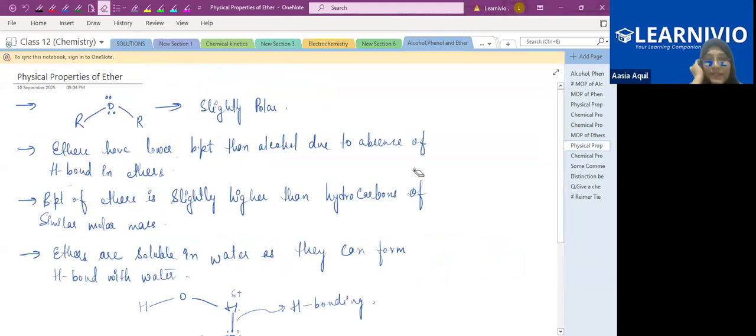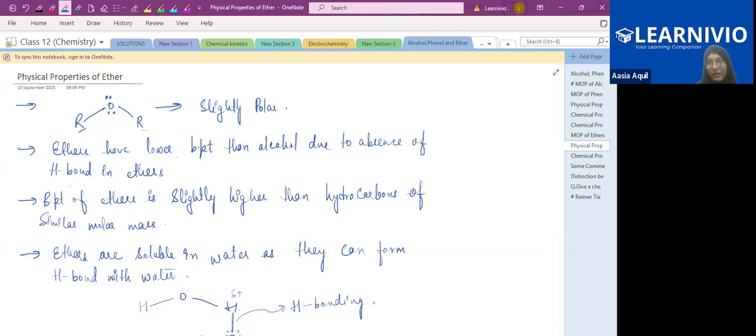And next, physical properties of ether. Write down the heading: physical properties of ether. So ether, you can see this ROR group, it is known as ether. You can see it is slightly polar. Now the question is why it is slightly polar. So when is polarity induced? When there is a difference in electronegativity. In the alkyl group there is a carbon, so between the carbon and oxygen there is a slight difference in electronegativity.